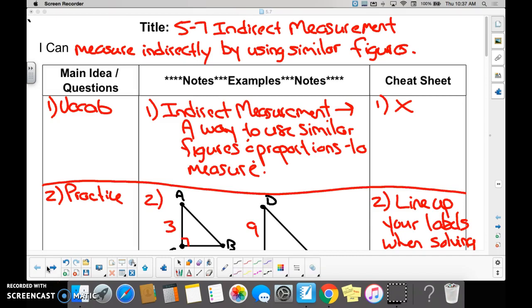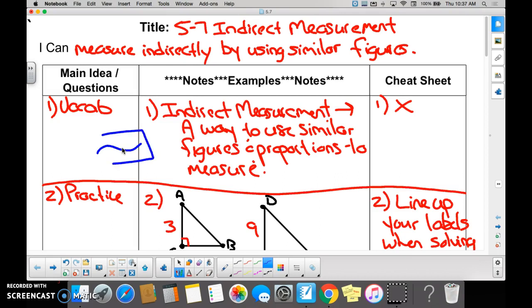Really quick review. What does this symbol mean? Similar. So make sure you remember that this symbol right here means similar.